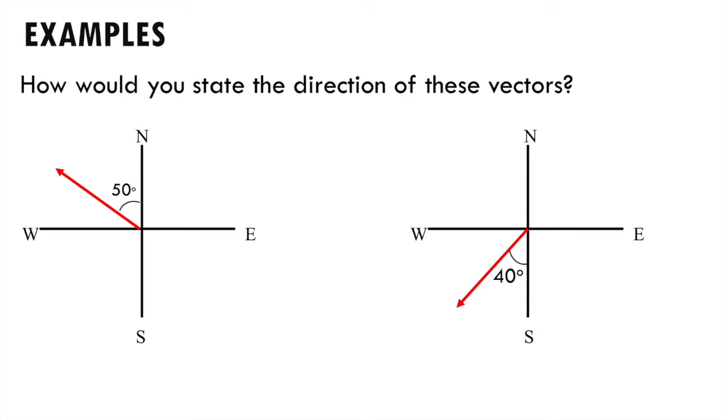So let's go through some examples. We've got this first one here. It's 50 degrees, and what axis is it touching? It's touching this north axis, and it's to the west of that axis. So this would be 50 degrees west of north. And you can abbreviate the words north, south, east, and west with just the first letter like this. All right, for this second one, you have 40 degrees, and we're going to look at what axis it's touching, and it's touching the south axis, and it's going to the west of that axis, so it would be 40 degrees west of south. Okay?